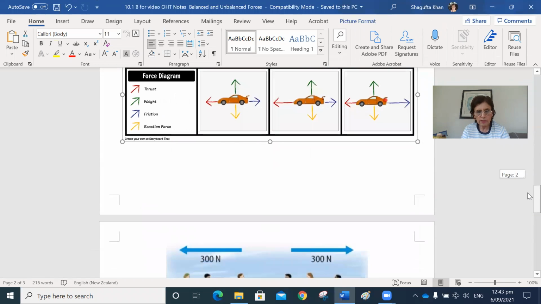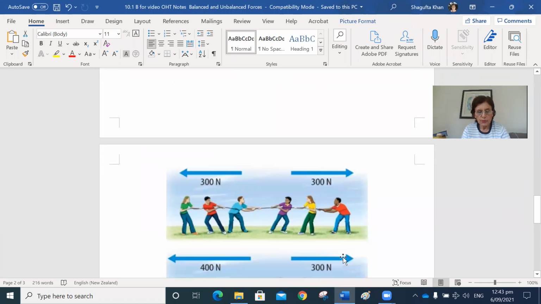Now let's look at this diagram. This is a tug of war. This team is applying a 300 Newton force to the right. This team is applying a 300 Newton force to the left. These two forces are equal in size and opposite in direction, so these are balanced forces. And they will be stationary, so they will not be moving in this direction or that direction.